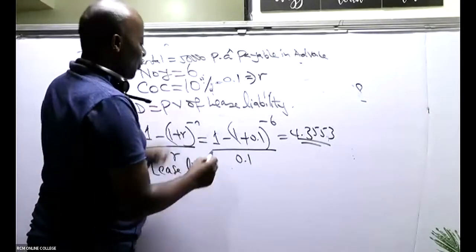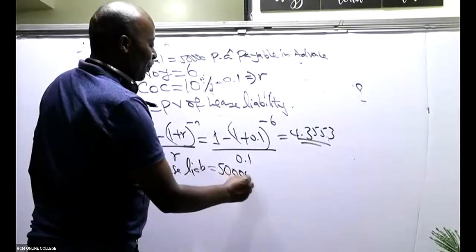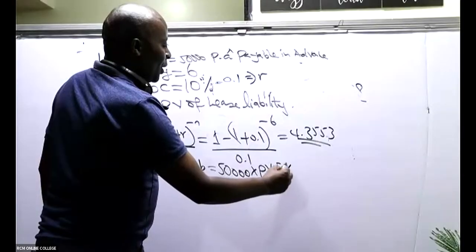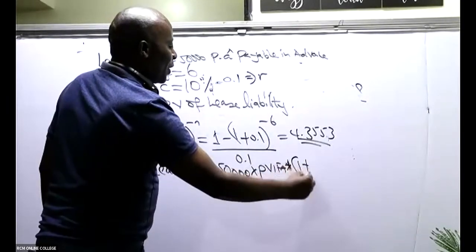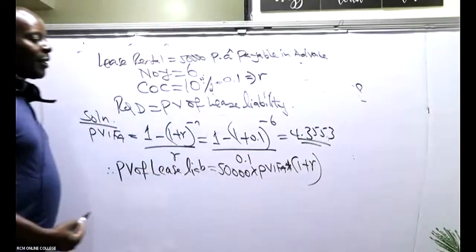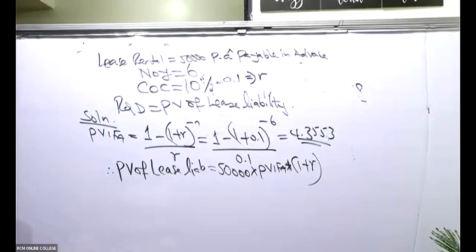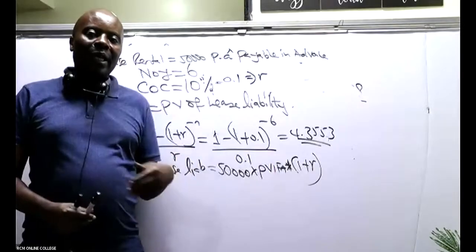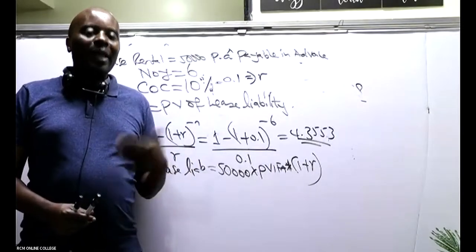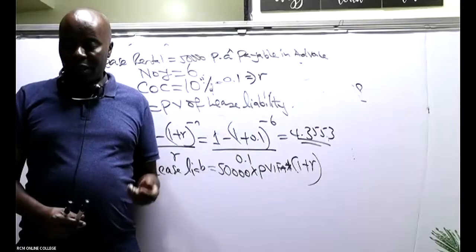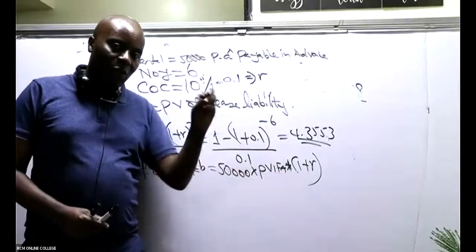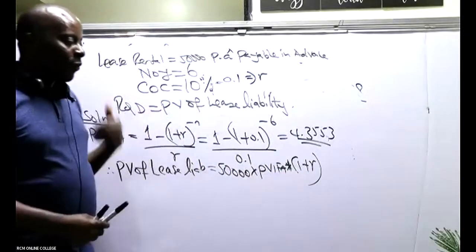And therefore, the present value of my lease liability will be this amount of 50,000, the annuity, times now the PV factor. Because in this case it's being paid in advance, we must include that 1 plus R. We only do this times 1 plus R whenever you're told that the cash flow is being paid up front, or in advance. You should always add this 1 plus R, taking care of the term which comes up front.